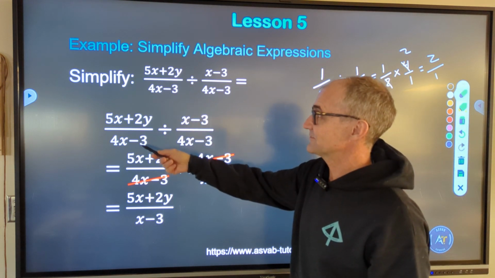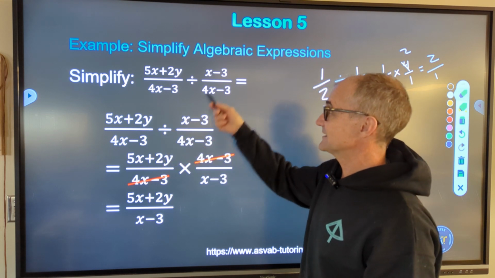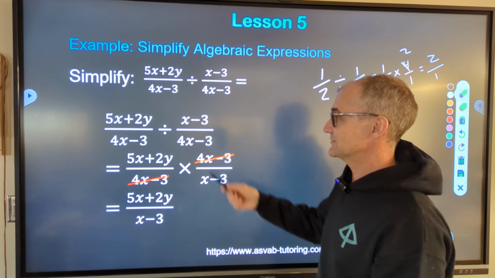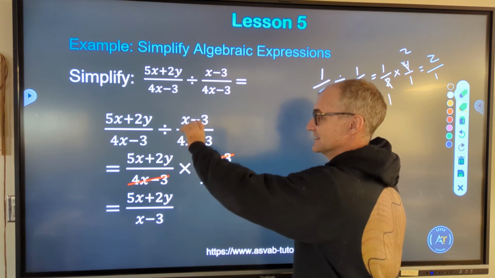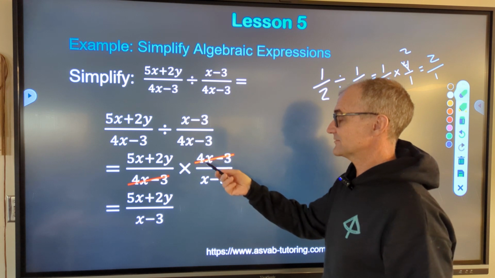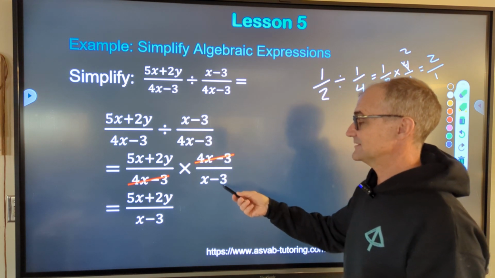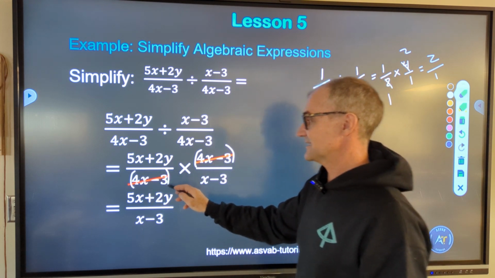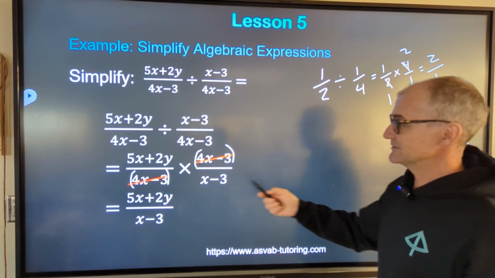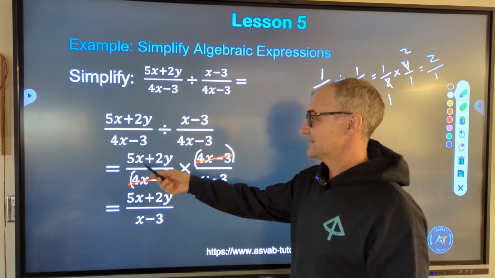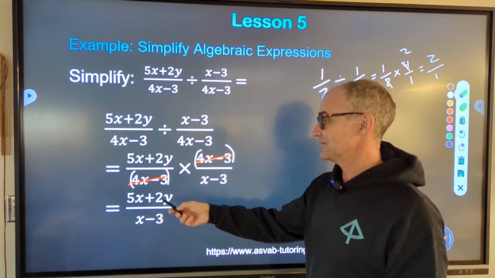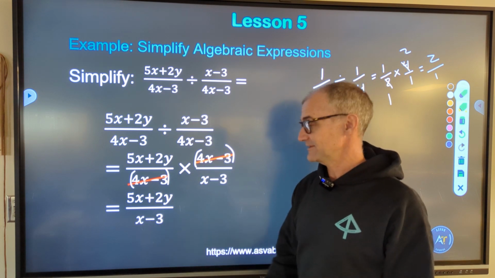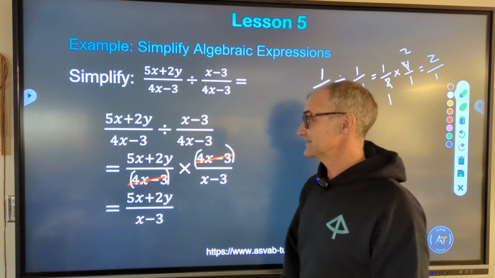I have that 5x plus 2y, my first term, divided by this term, which is multiplying by the reciprocal. So I'm going to change that division to multiplication. I'm going to flip that over to get that 4x minus 3 up top, that x minus 3 down below. These things are whole quantities right here. And just like I'm able to reduce common terms, I reduce these common terms here. Multiply across the top to get 5x plus 2y. Multiply across the bottom. 1 times x minus 3 is that x minus 3. Quite a few more steps here.